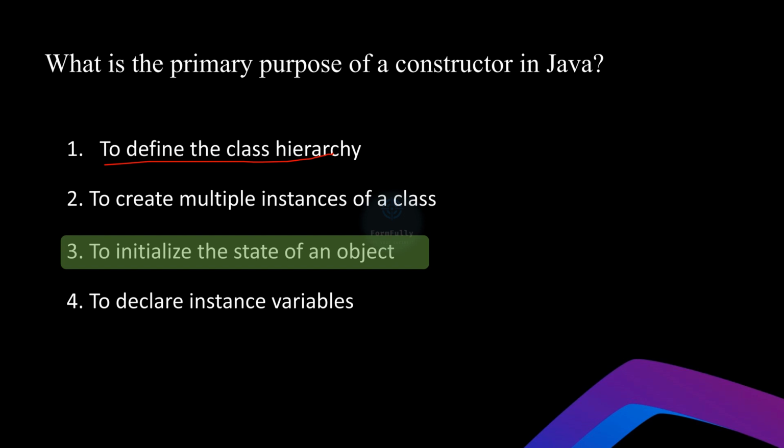To define the class hierarchy, this is not the primary purpose of the constructor. To create multiple instances of a class, constructors are used to create instances but that is not their primary purpose. To declare instance variables, constructors are not used to declare variables, they initialize existing instance variables. So the correct option is to initialize the state of an object.